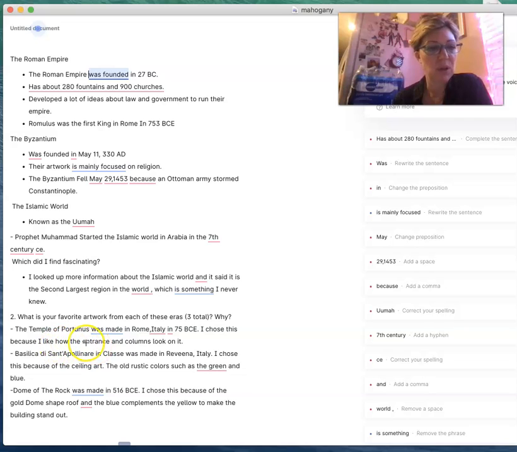Okay, so what could you tell us about the entrance? What is it about it that you like? Be a little bit more specific. That's an interesting statement: old rustic colors like green and blue. I really wonder about that. I mean, aren't green and blue always around us? So I would like you to be a little bit more specific in your opinion. What was it about that ceiling art? Can you be a little more specific?